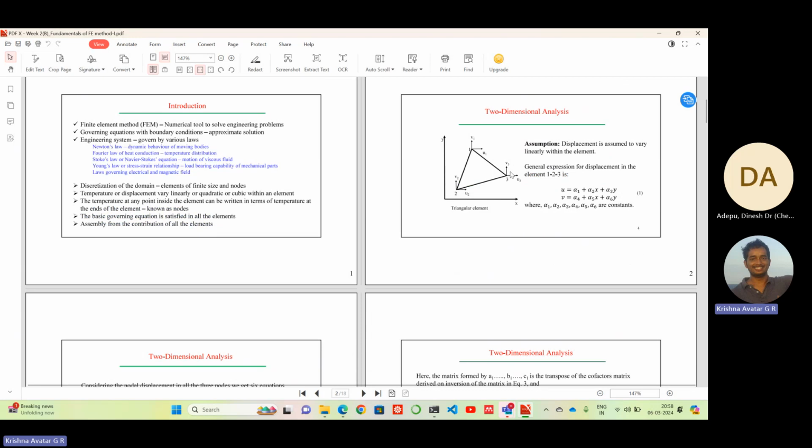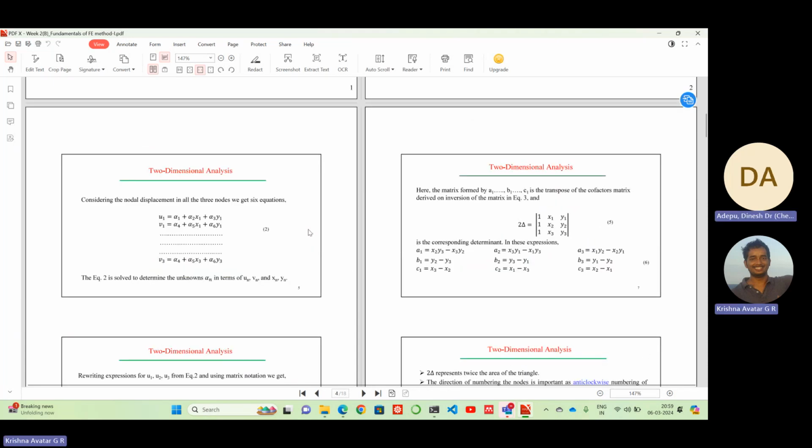Now let's come to 2D analysis. We have such an element, and we assume that displacement varies linearly within the element. At every node we have a u component and a v component, which are essentially the x and y components, and we can express the variation in this form: the u component will be alpha 1 plus alpha 2 x plus alpha 3 y. This linear function describes the variation of u within the element, and likewise for v.